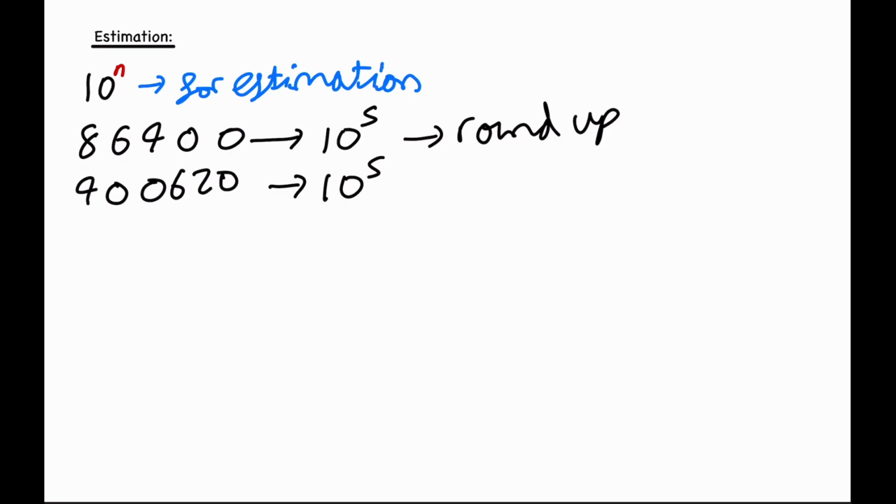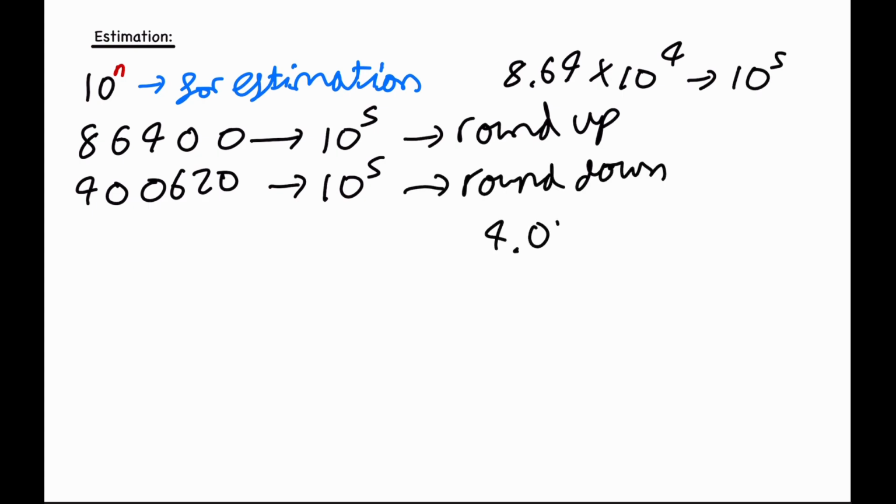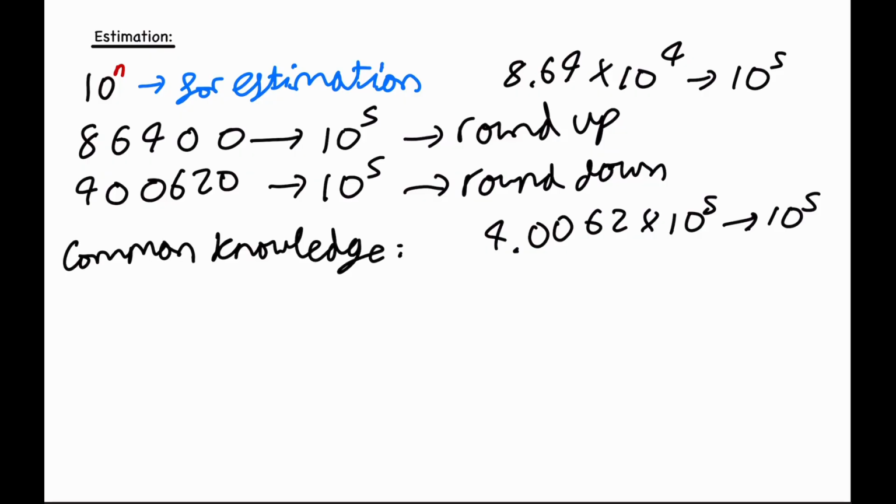You can write this out as 8.64 times 10 to the 4. When you round up, you get 10 to the 5. Or this one you round down, going from 4.0062 times 10 to the 5, which approximates to 10 to the 5. And you also need to estimate using common knowledge. For example, let's do some practice.